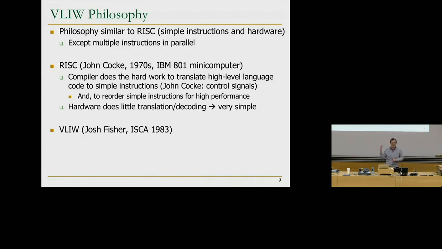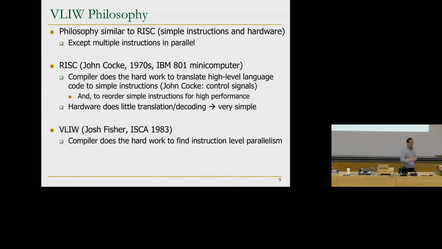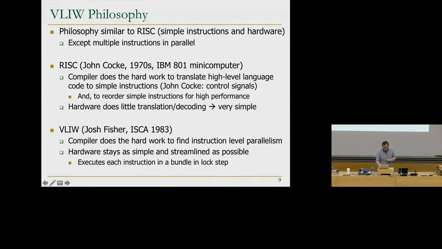Of course, this turned out to be very, very difficult to do, but it did lead to a lot of research in compilers, and it did lead to ideas in VLIW, which were more commercially viable. So in this case, we don't compile into control signals, we compile into simple instructions again, except the compiler does the hard work to find the instruction level parallelism and schedule instructions, and hardware still stays as simple and as streamlined as possible. It still needs to translate the instruction into control signals. That's hardware's job. And it executes each instruction in a bundle in lockstep, as we discussed. And this still keeps the hardware simple.